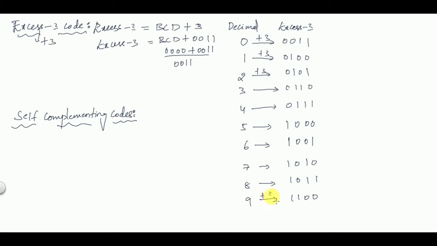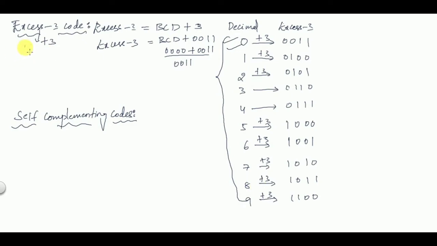For 9, 9 plus 3 is 12, which is represented like this. 8 plus 3 is 11, represented like this. 7 plus 3 is 10, represented by 1010. 6 plus 3 is 9, represented by 1001. For 5, 5 plus 3 is 8, which is represented in binary as 1000. So for these decimal numbers, these are the corresponding XS3 codes. For single digits these are the representations.